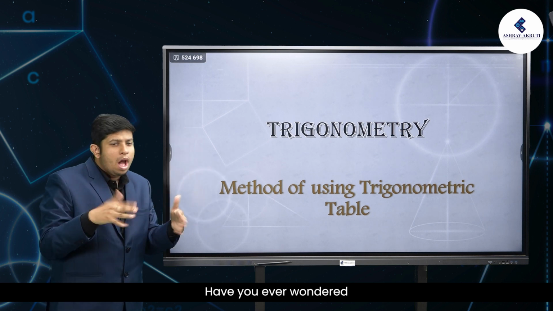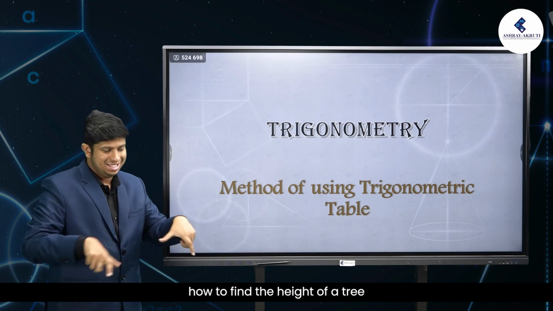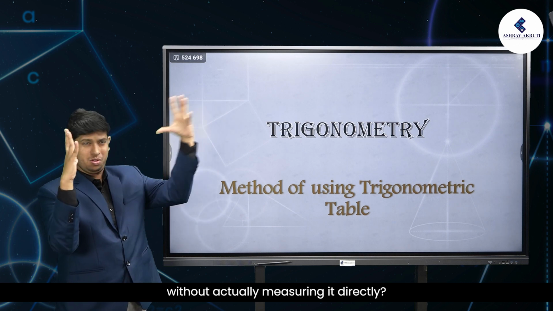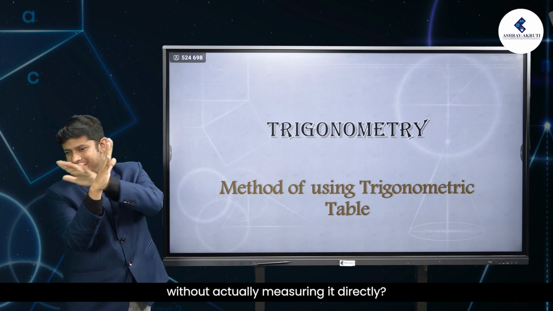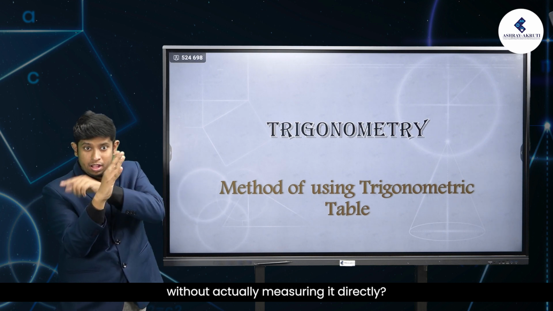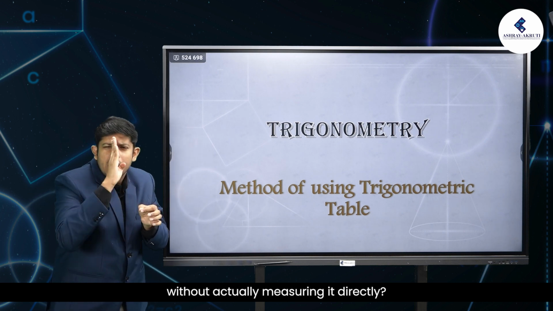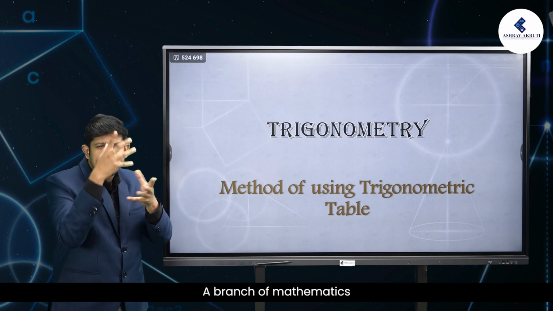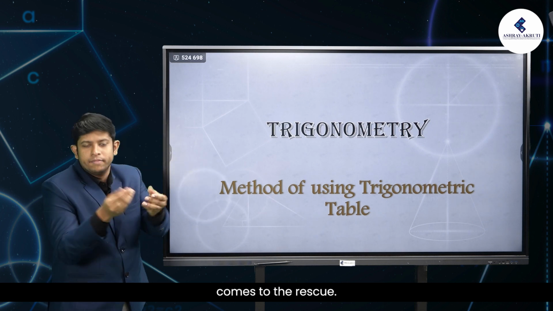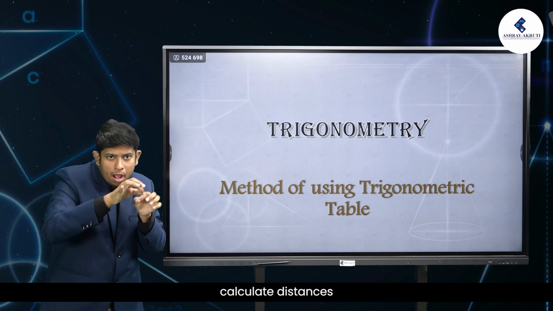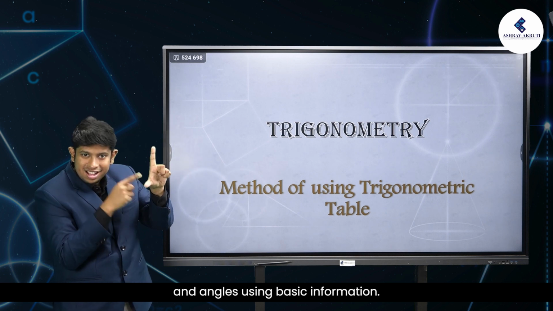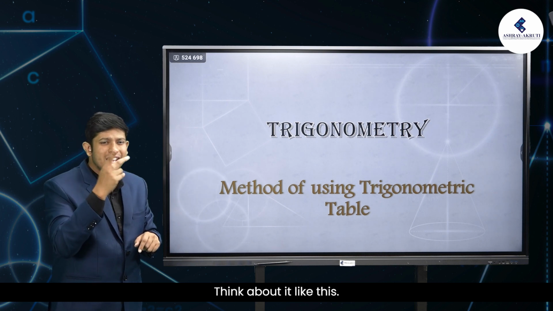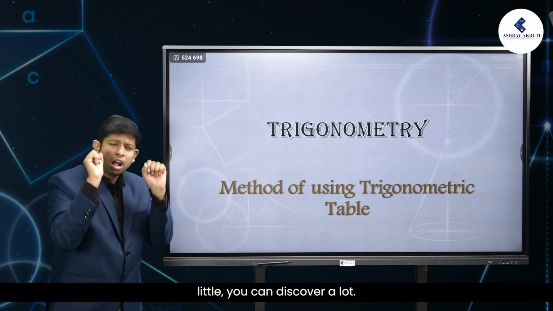Have you ever wondered how to find the height of a tree or the length of a shadow without actually measuring it directly? Trigonometry, a branch of mathematics, comes to the rescue. It helps us calculate distances and angles using basic information. Think about it like this: when you know a little, you can discover a lot.